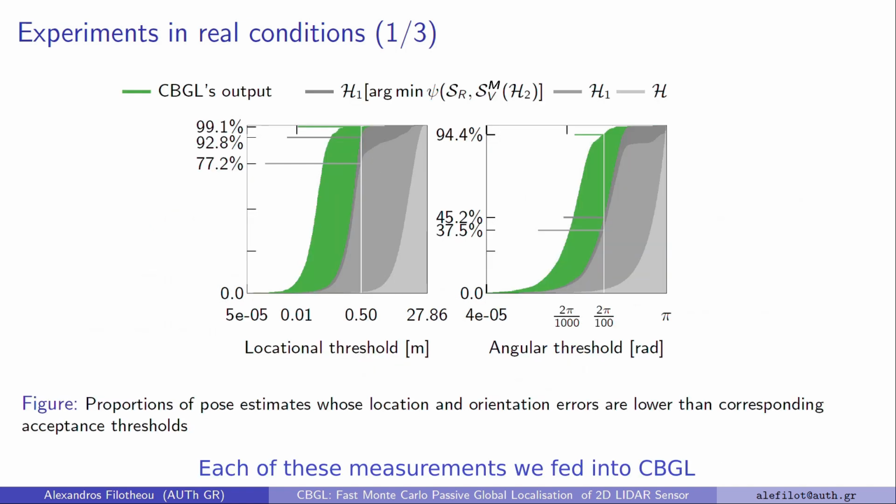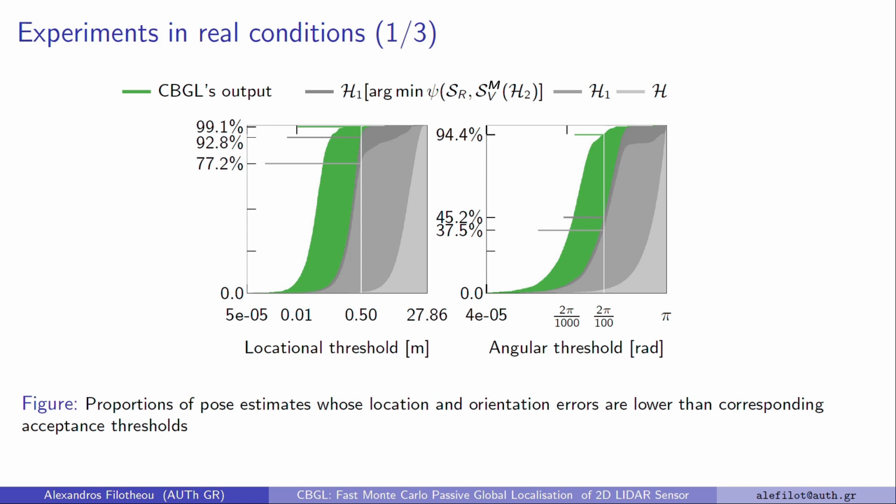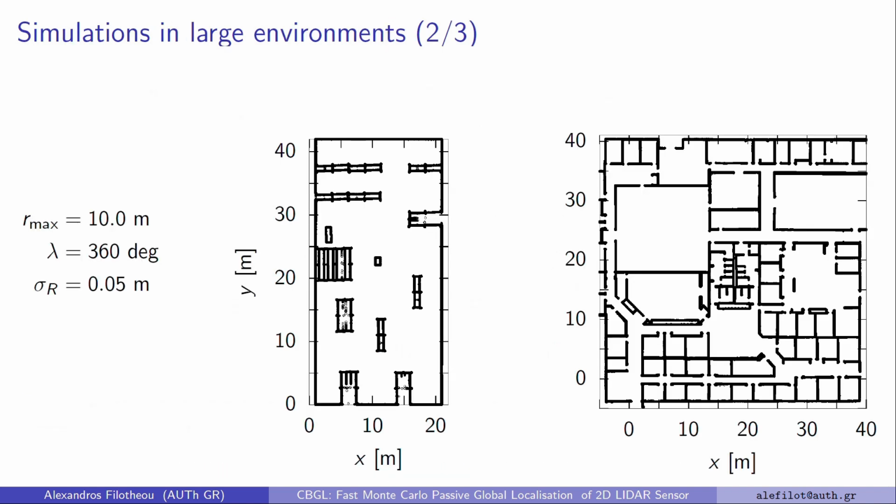Each of these measurements we fed into CBGL, along with the map that you just saw, and 99.1% of its outputs came out to have a location error less than half a meter, and more than 94% of them have orientation errors less than 4 degrees. The mean execution time in this environment, whose area is 180 square meters, was 1.6 seconds.